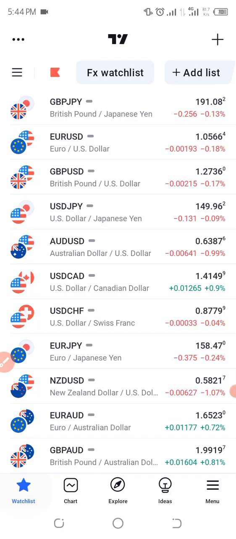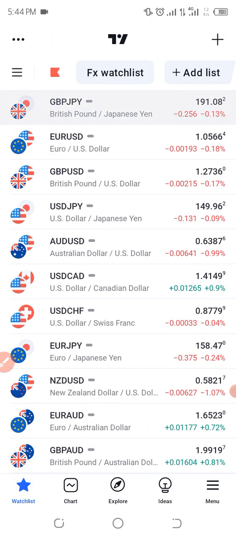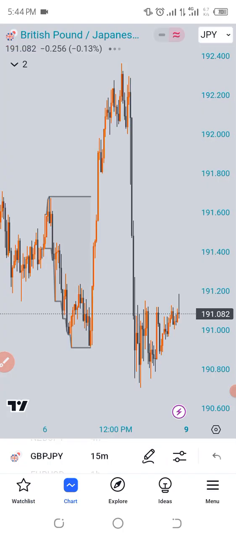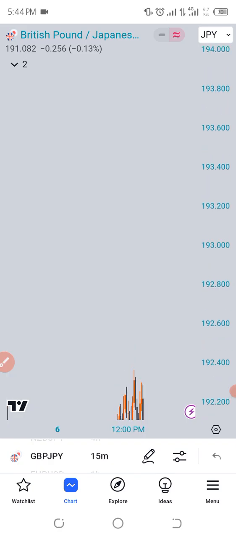Okay, now this is my TradingView, and as you can see, most of the pairs that I trade are opened. So let me show you guys how I identify and look out for setups. Okay, now this is it.